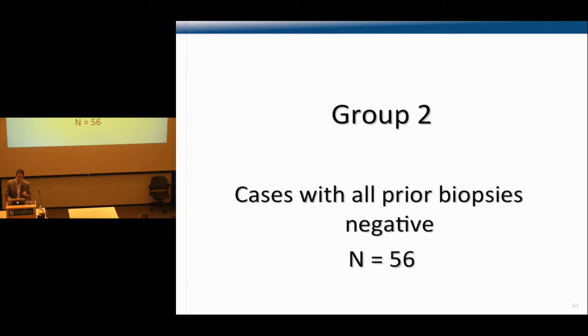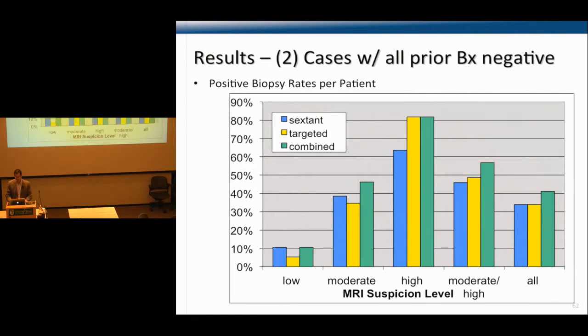If we look at patients, what's interesting is that there are some cases that had prior negative biopsies. That means they got biopsies in the past that all came back negative, but their PSA was continually rising. So these patients came back, and if we look at those patients specifically, we really see a jump in moderate and high suspicion, especially in high suspicion, where we see a jump of around 22% in positive biopsy rate per patient by using this fusion system.